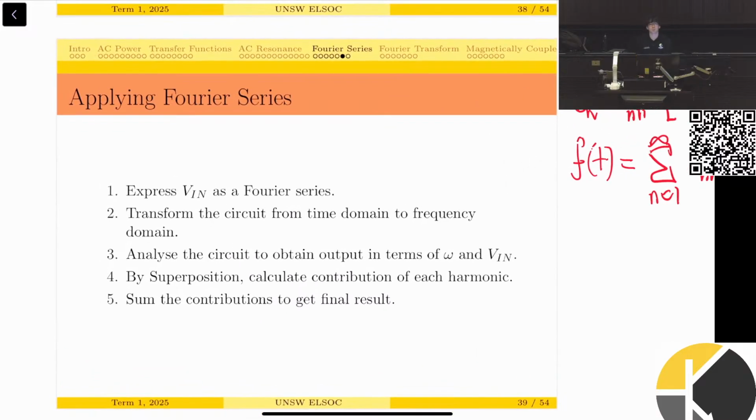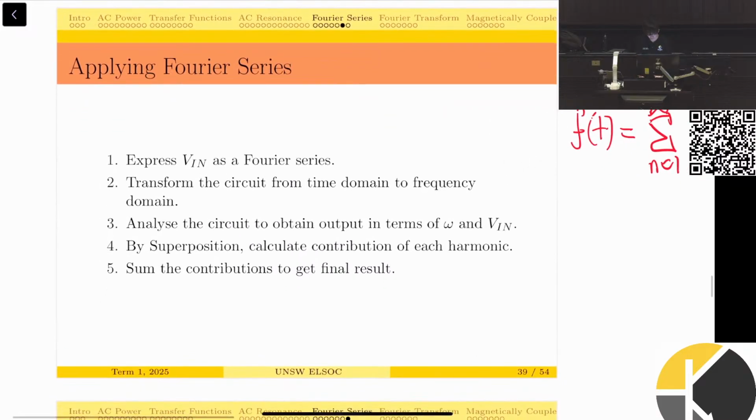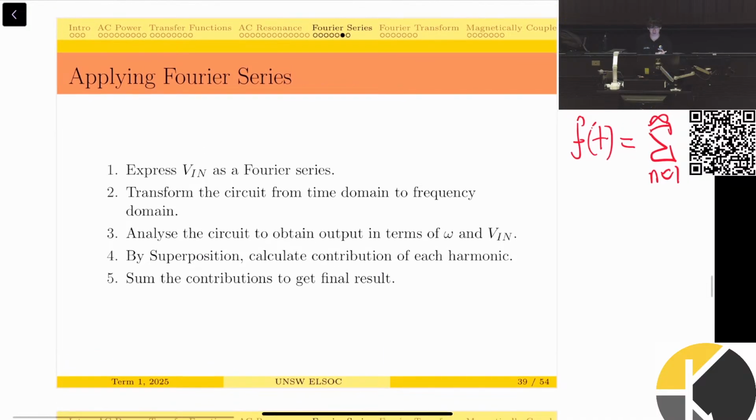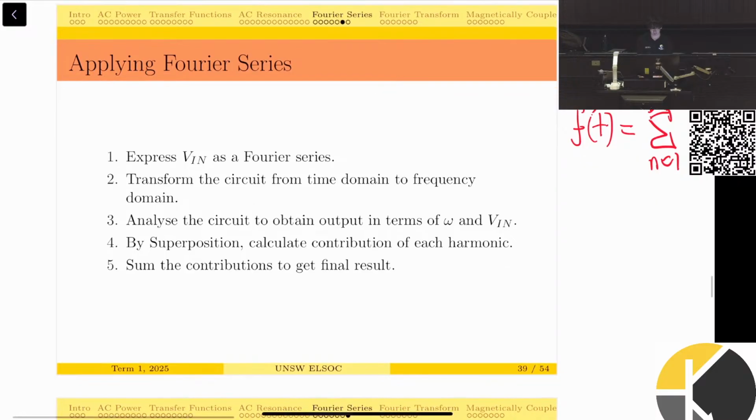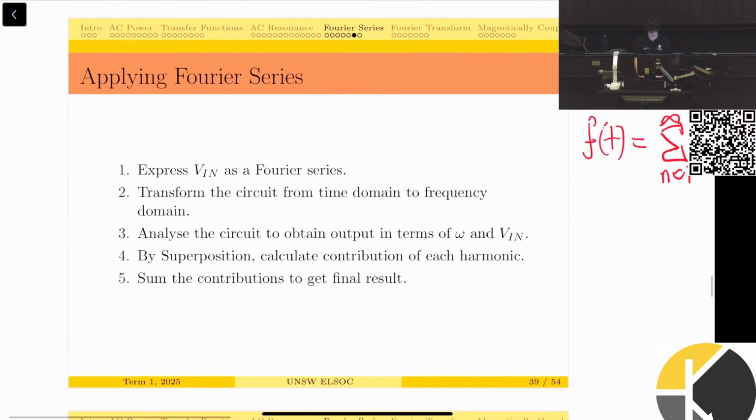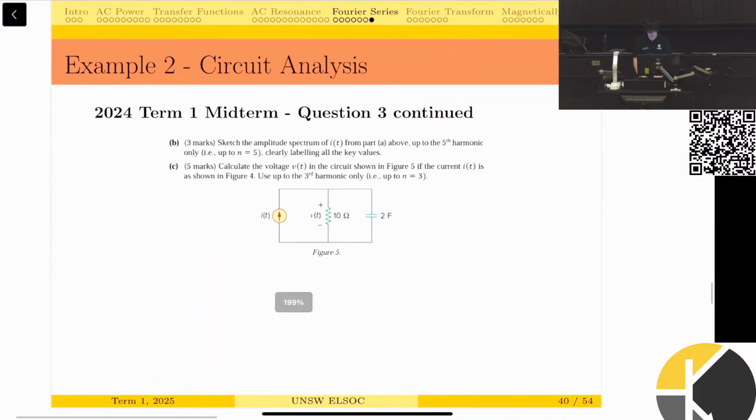So going back to the whole point of why we're doing Fourier series, the whole point is so that when we get a non-sinusoidal signal, we can convert that into a sum of sinusoids as we've done here, and we can apply that to a circuit. So let's jump into this question.